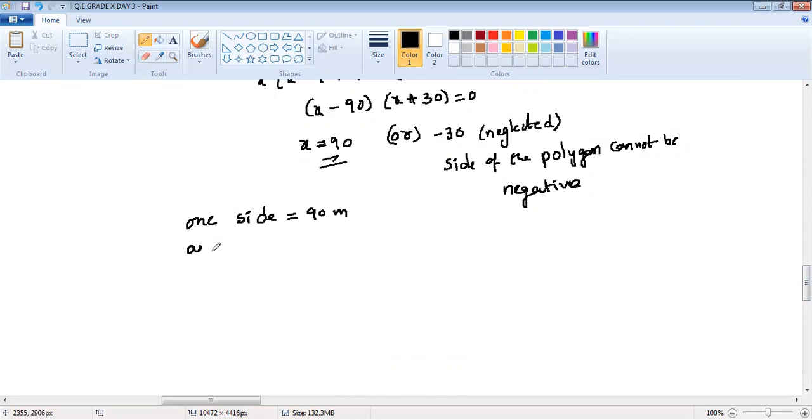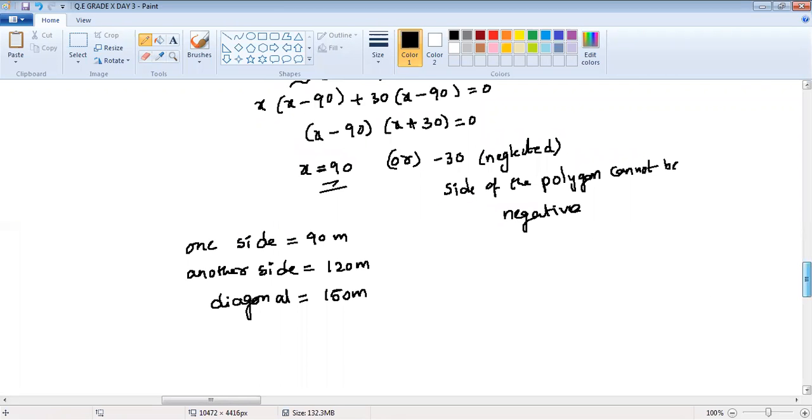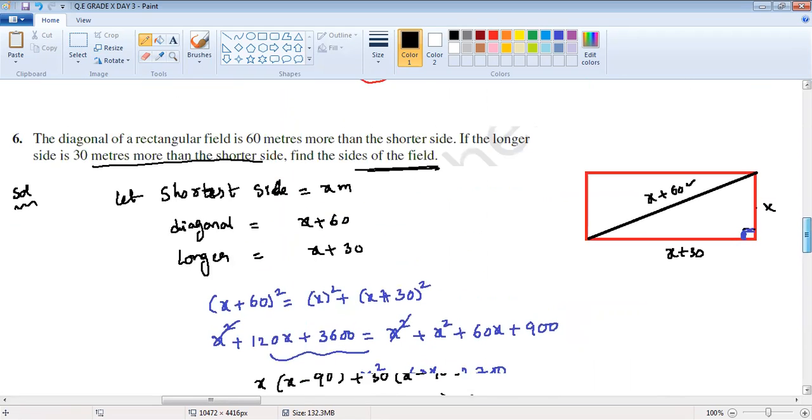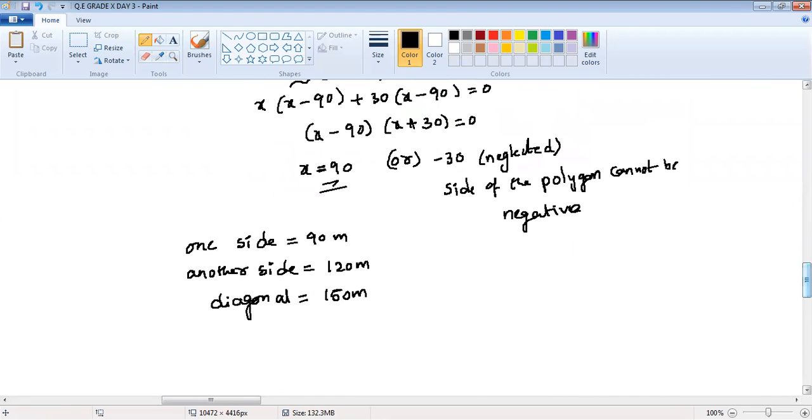Another side. Vaibhav, are you understanding? 90 plus 30, 120 meters. And the diagonal, which is 90 plus 60, 150 meters. Do you understand, Vaibhav? Are you there on the line? Yes, sir. Right? Have you understood? Yes, sir. So no doubt in this, right? No, sir. Okay, fine.